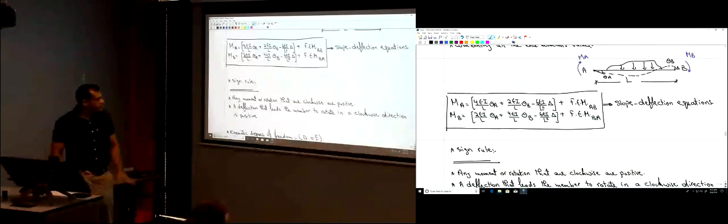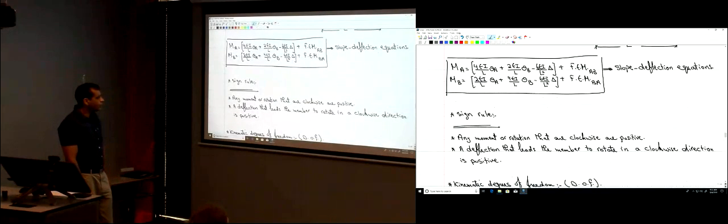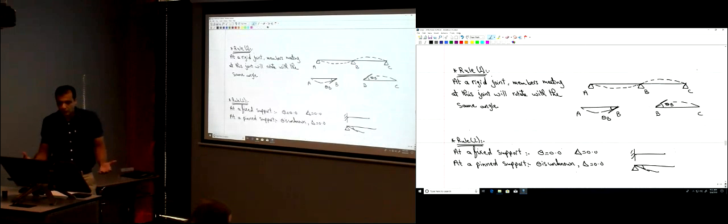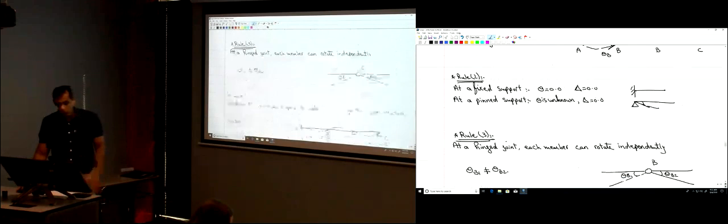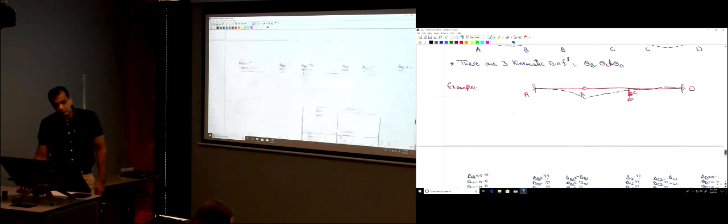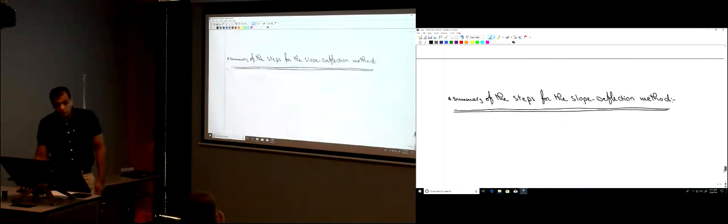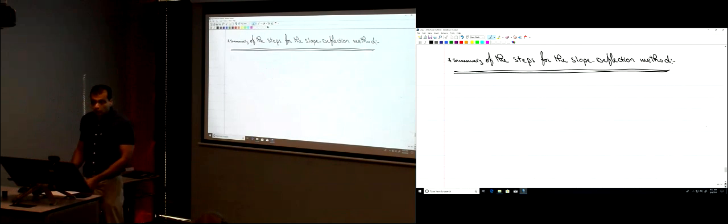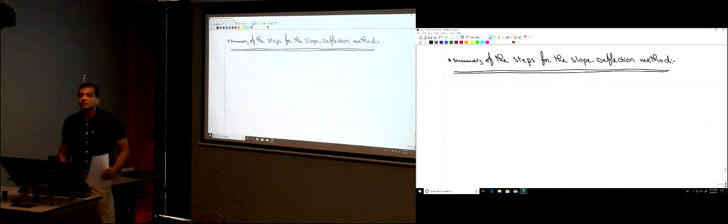And we mentioned the sign rule: any moment or rotation that is clockwise will be positive. For deflection that leads the member to rotate in a clockwise direction, that's positive as well. And the kinematic degrees of freedom are the unknown deflections and rotations that you need to know in order to use the slope deflection equation, okay? Here we mentioned rules of finding the kinematic degrees of freedom, and we took some examples on calculating those. So today, we can start using the slope deflection equation to solve indeterminate structures.